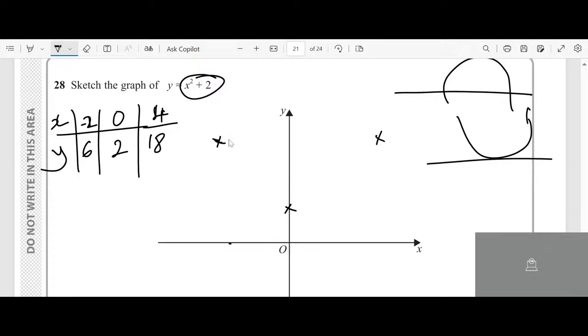So you can see it's just a sketch. So you just draw something like that. That is the sketch of that diagram.